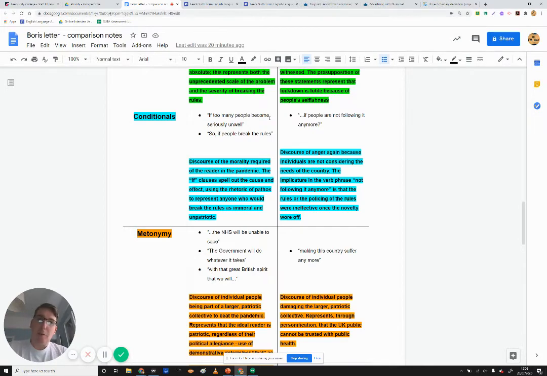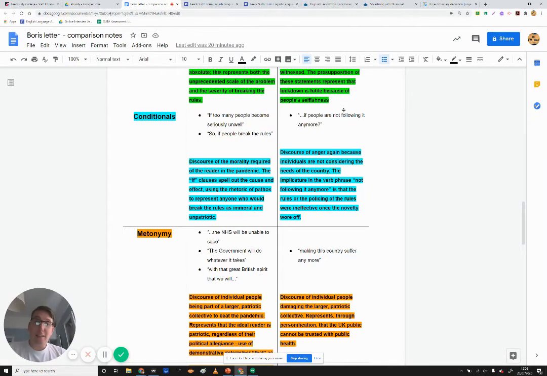If too many people, so it's explaining the logic of it now. This is where logos comes into a text. It's explaining this is the reason why, this is the fact. If too many people become seriously unwell. And later on it says, so if people break the rules. So again, if you're using if in a clause, it's probably going to be a conditional. And that tells us that it is explaining the reason why.